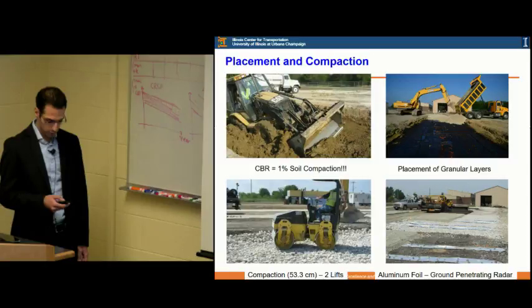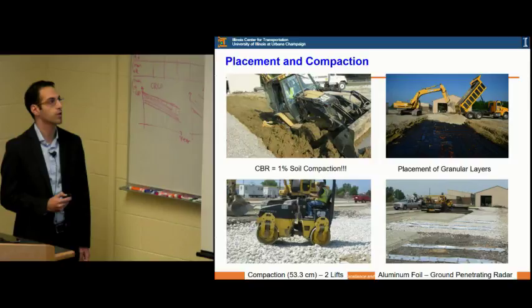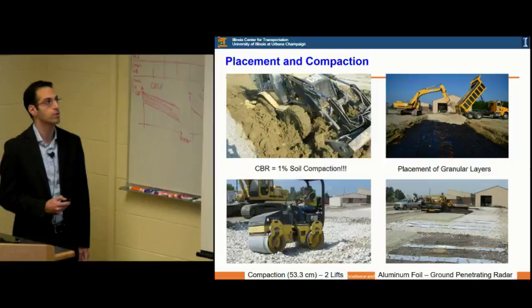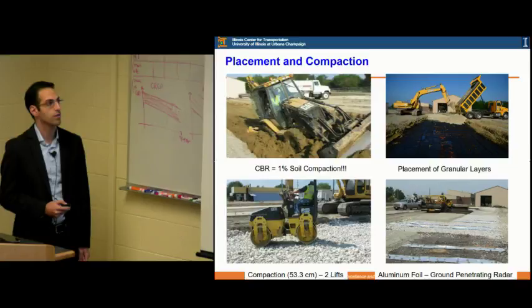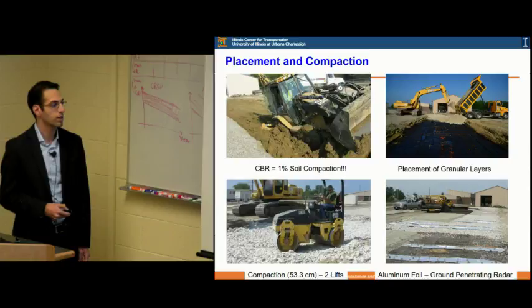Showing some pictures for the construction procedures and practices. So this is, for example, the soil compaction for a CBR 1, which is really tough to do because of the sinkage of the equipment in that very weak CBR material. Placement of the granular layers. So the granular layers were placed, and then they were compacted. On top of these, then the capping layers were added, alternated between a dolomite capping and the wrap capping.